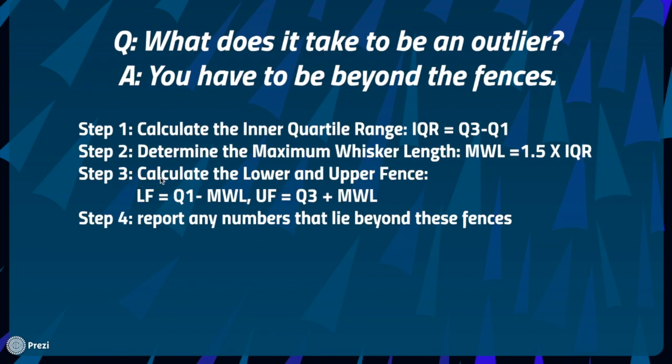Step 3 would be to calculate the lower and upper fence. The lower fence is found by taking Q1 and subtracting away the maximum whisker length. The upper fence is found by taking Q3 and adding on the maximum whisker length. Those boundaries are called our fences. Anything below it will be an outlier. Anything above it will be an outlier. And that is the last step, to report any numbers that are beyond these fences.